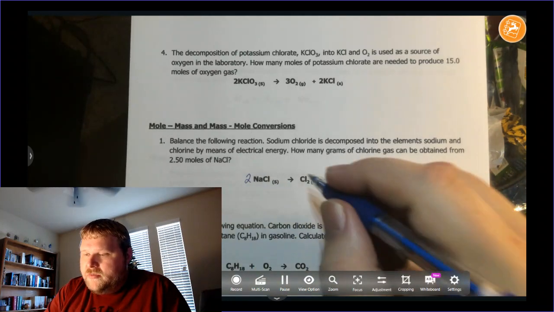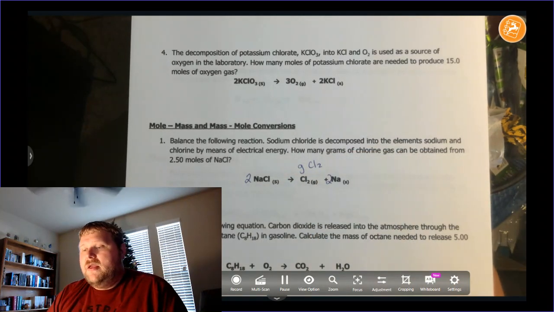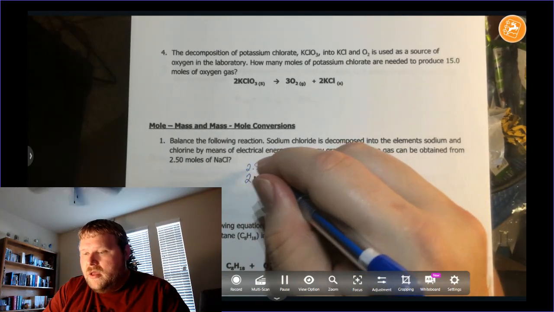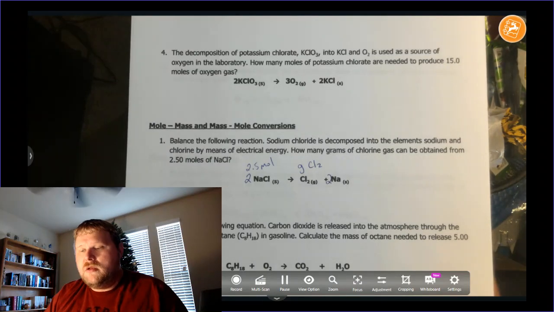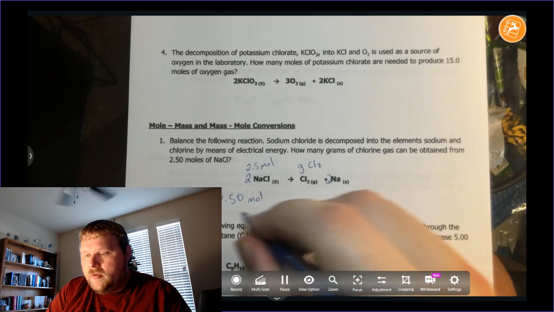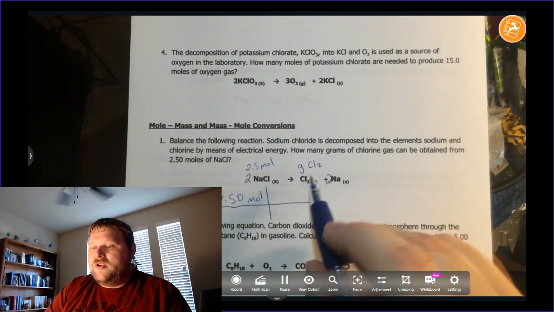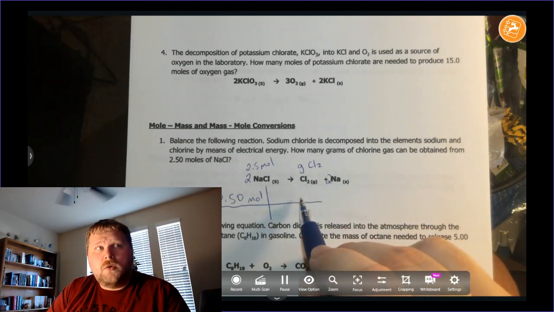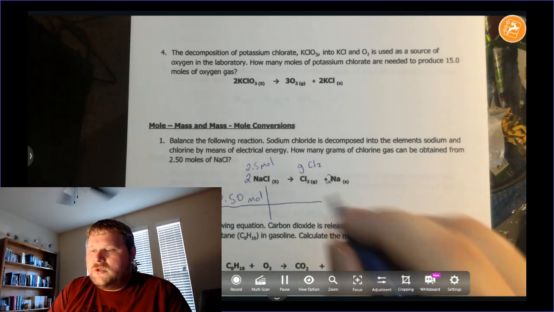How many grams of chlorine gas can be obtained from 2.5 moles? All right, so this time we're starting in moles. That's great. No prepping needed. We're ready to go. Ready to jump right into the ratio. So we're going to grams, but I can't just do that. I have to go to moles first. Get to moles, use the ratio in moles.